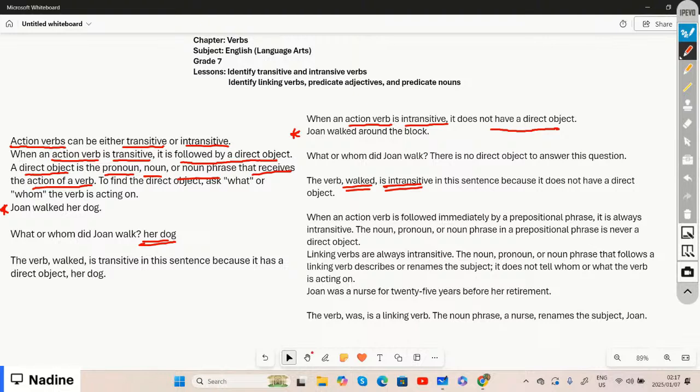And remember, we say that the action verb is either intransitive or transitive, right? When an action verb is followed immediately by a prepositional phrase, then we can also say that it is intransitive. So immediately when an action verb is followed by a prepositional phrase, we say it is intransitive, because the noun, the pronoun, or the noun phrase in a prepositional phrase is never a direct object.